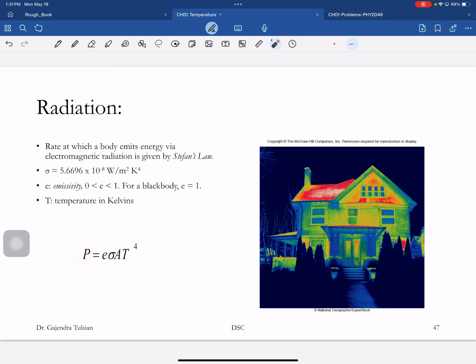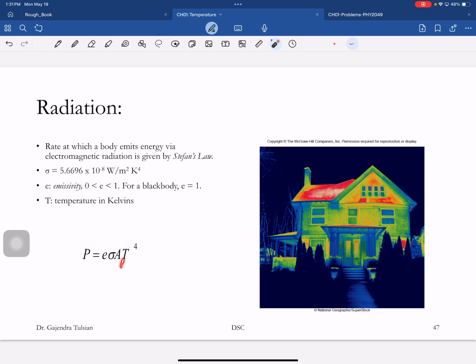What this is saying is the power radiated, the energy radiated per second by an object in electromagnetic radiation. This is emissivity. It's something that depends on the surface properties, the property of the material. Sigma is a universal constant, the Stefan-Boltzmann constant. A is the surface area of the object, and T is the temperature in Kelvin. And the power emitted depends on the temperature to the power 4.